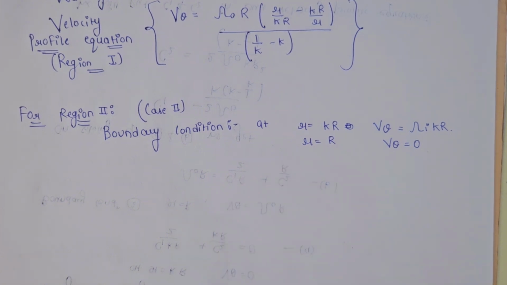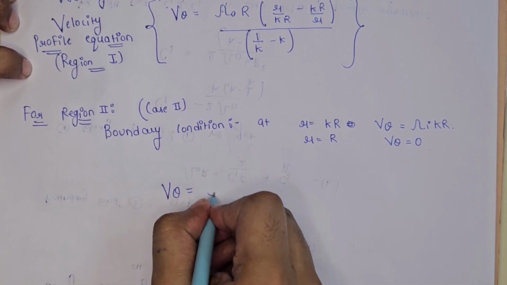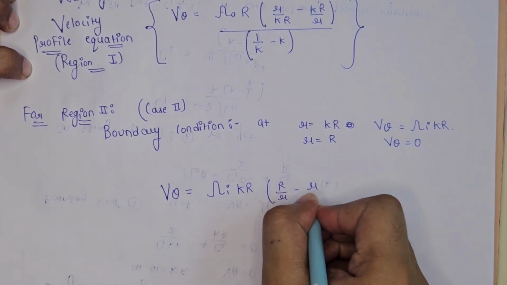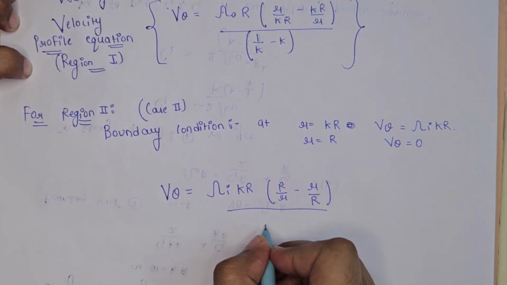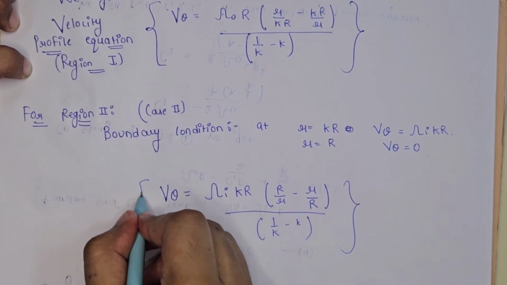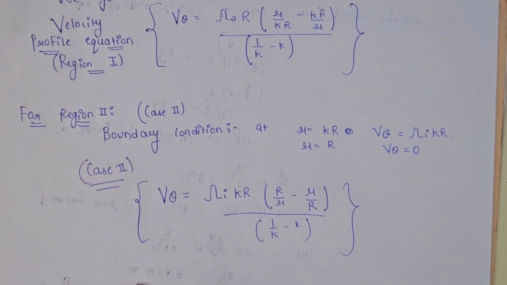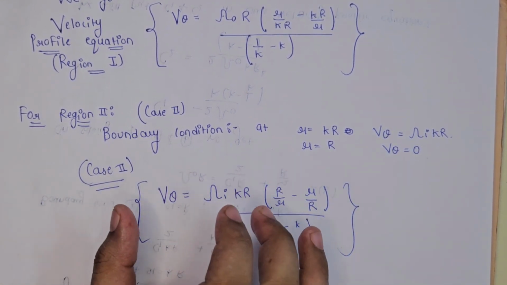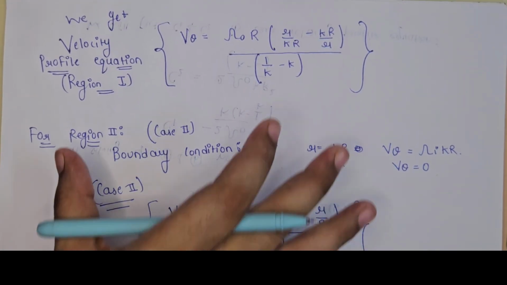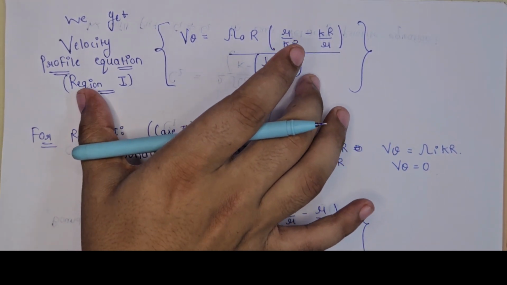So by putting these boundary conditions, we will get the velocity profile as v theta is equal to omega I kappa r into r by r minus r upon capital R, whole upon 1 upon kappa minus kappa. So this is the velocity profile for case 2. But in our problem we have considered case 1, in which the outer cylinder is moving and the inner cylinder is held stationary. So we will only consider this velocity profile, and we will see how it is drawn and how it varies in the region.